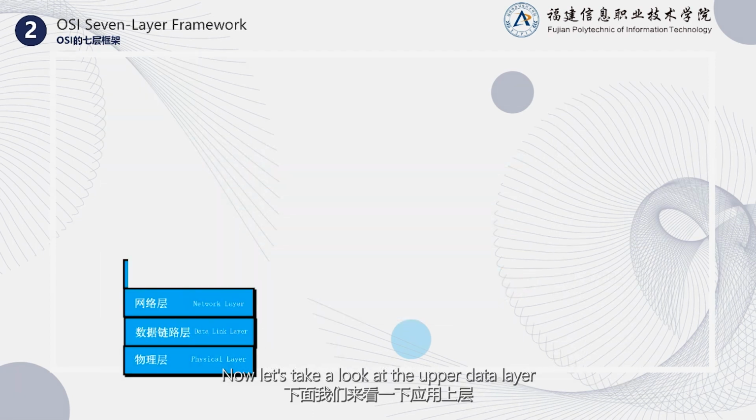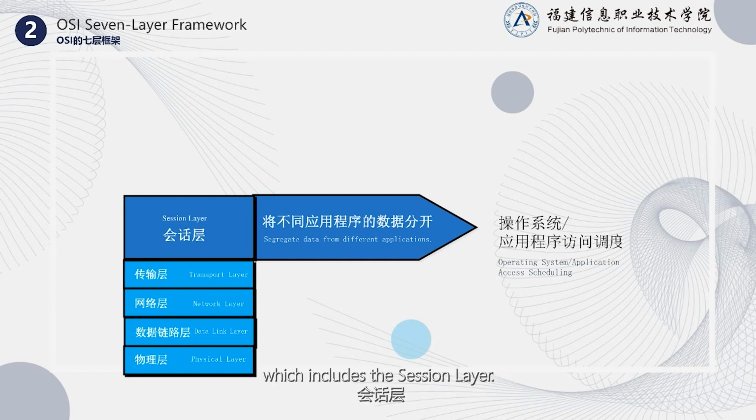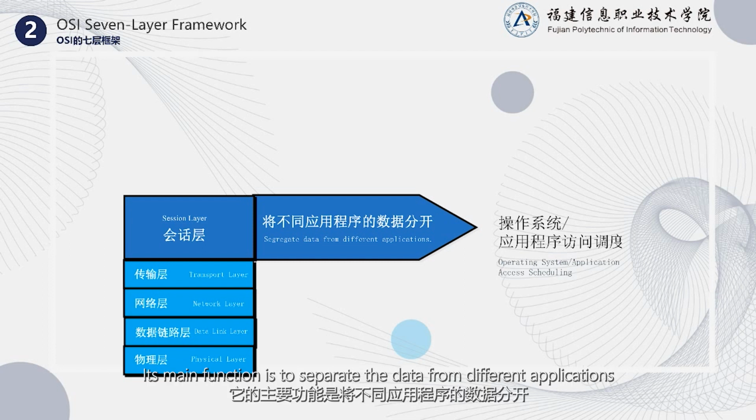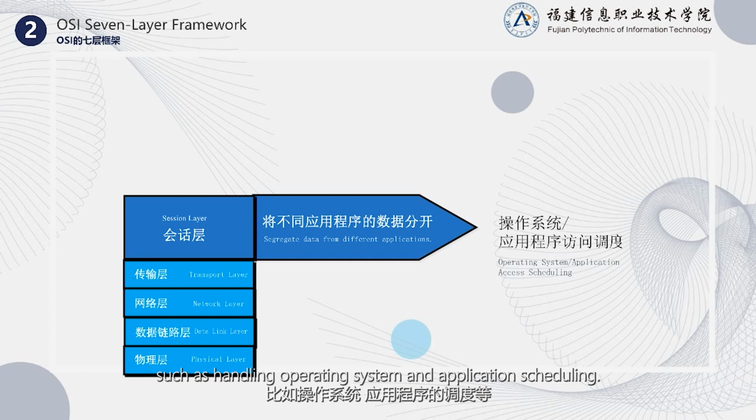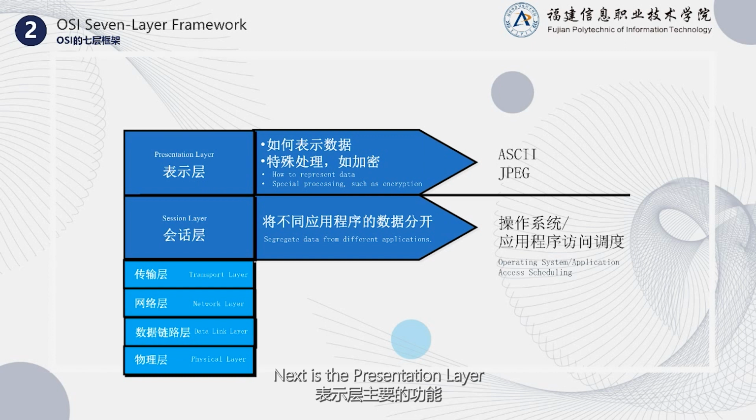Now let's take a look at the upper data layer, which includes the session layer. Its main function is to separate the data from different applications, such as handling operating system and application scheduling. Next is the presentation layer, which primarily handles data representation, special data processing, encryption, and decryption operations. Some examples include ASCII encoding, JPG graphic format data processing, and more.